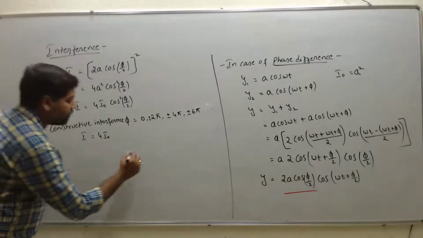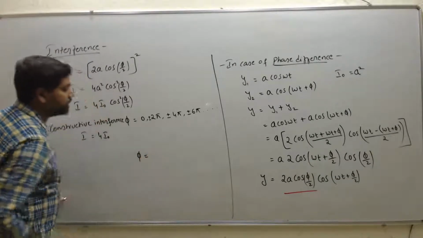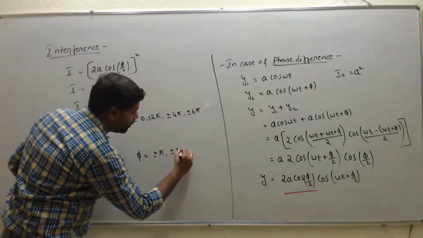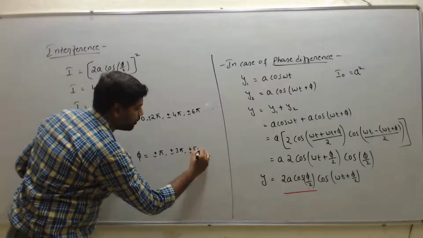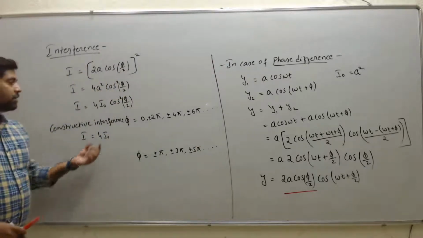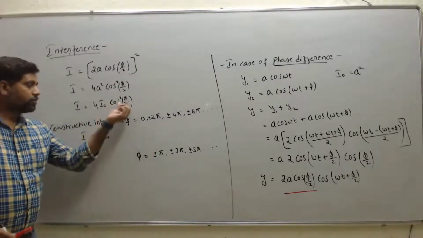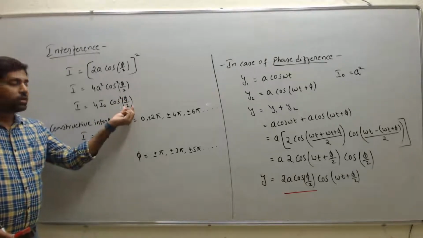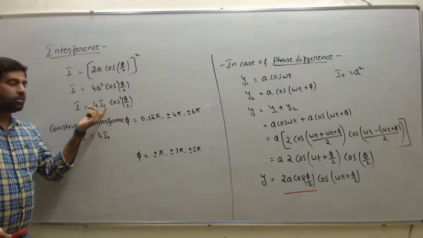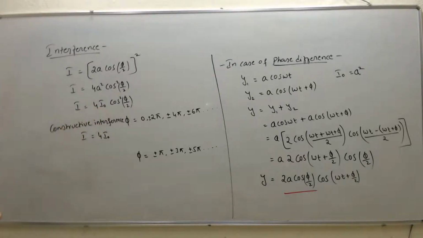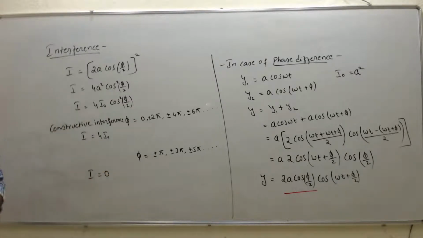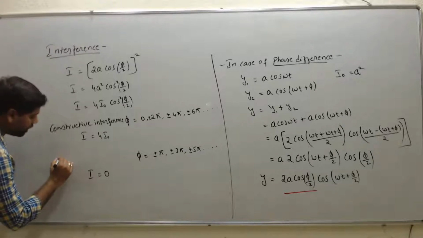So if we substitute the value phi, that is equal to plus or minus pi, plus or minus 3 pi, plus or minus 5 pi, that is the odd multiples of pi, then we get the value here. If we substitute phi by pi/2, that is cos 90, the value of cos 90 is 0, so 0 into 4 I naught is 0, then we get the resultant intensity I equal to 0.